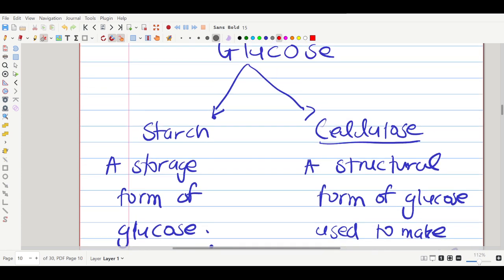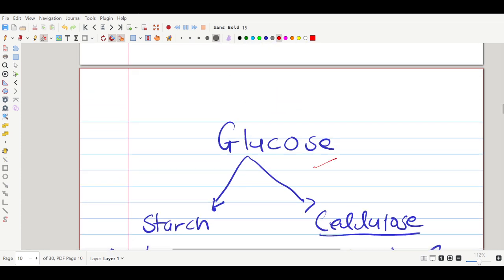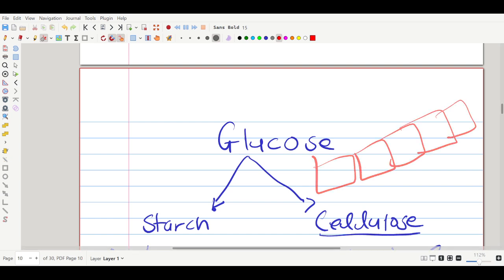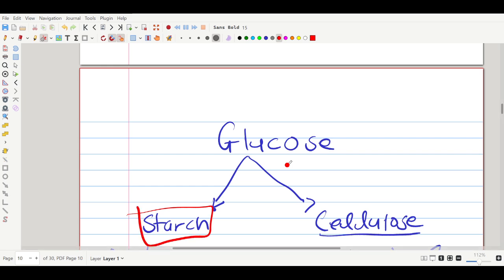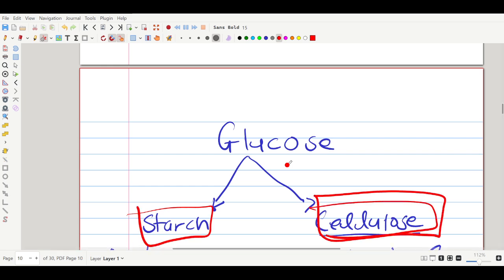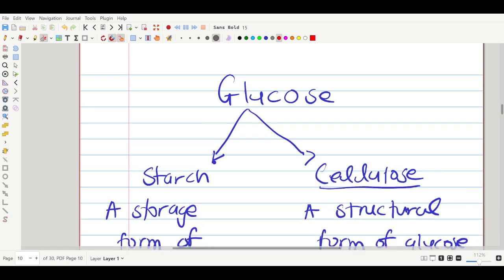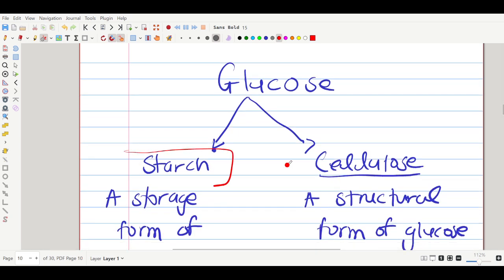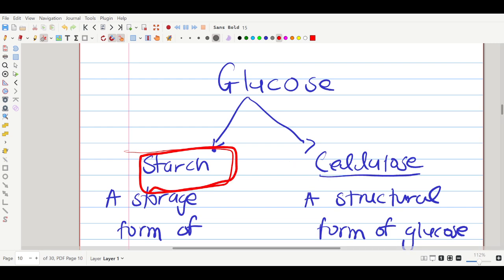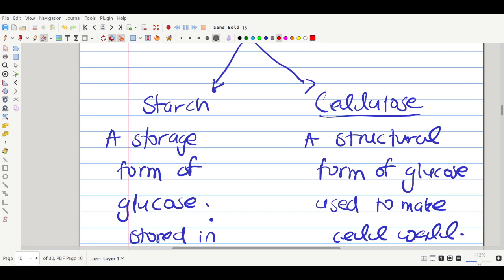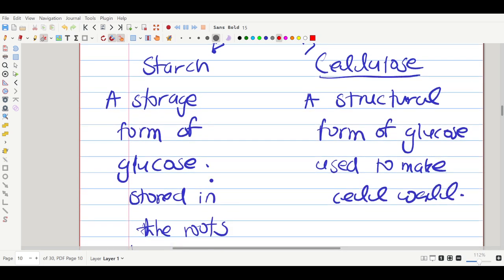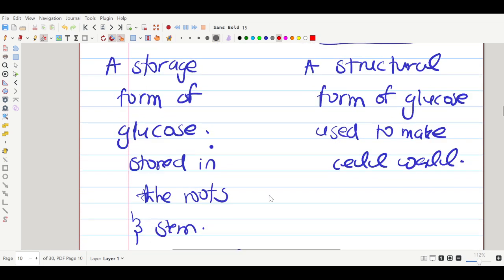Many small individual units of glucose can be added together to form large molecules of sugar, large carbohydrate molecules. So glucose molecules can combine themselves to form starch. And what is starch really? It's a storage form of glucose, and it is stored in the roots and the stem.